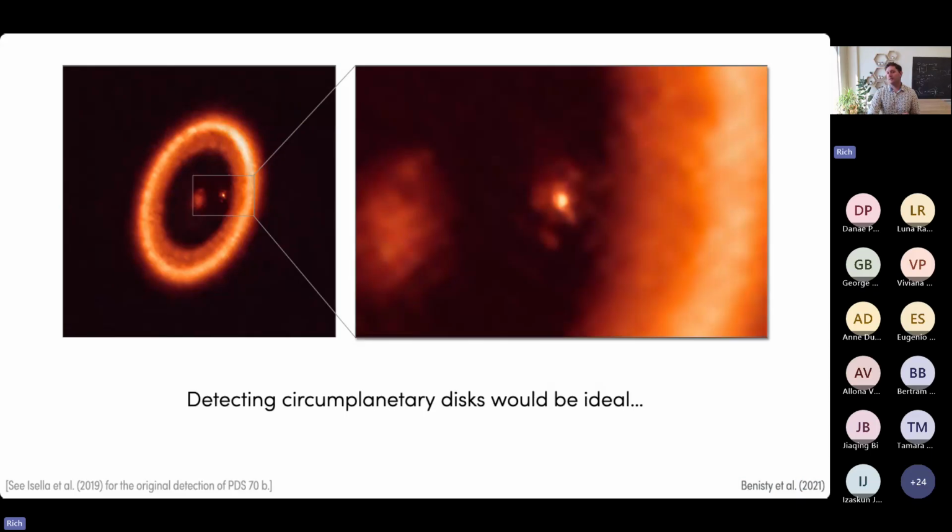The most direct way of detecting these planets would be to detect circumplanetary disks like PDS-70c. If you see a nice dot in a cavity or a ring, then that's a surefire way of saying there's a planet there. But this is exceptionally hard to do.